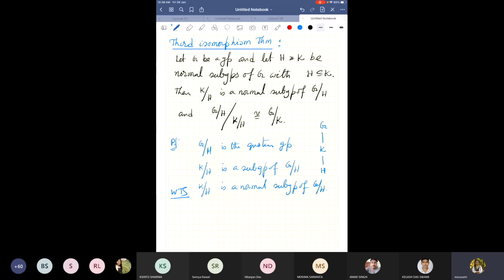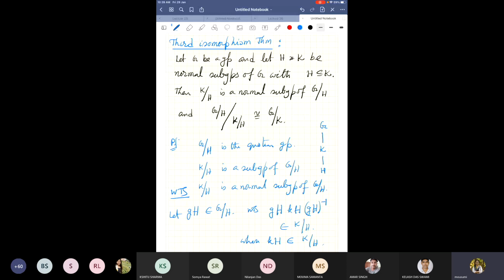So any element of G quotient H, how does it look? It will be a left coset gH, right? So gH is an element of G quotient H. Let this belong to G quotient H, take any element from K quotient H, which will be of the form kH, and then gH inverse. I want to show that this belongs to K quotient H. This is what I want to show, where kH is an element of K quotient H.